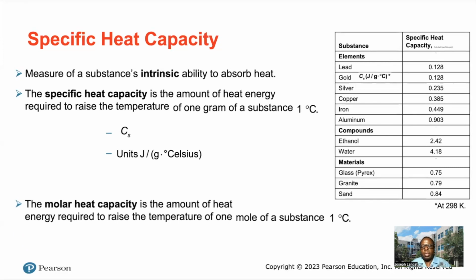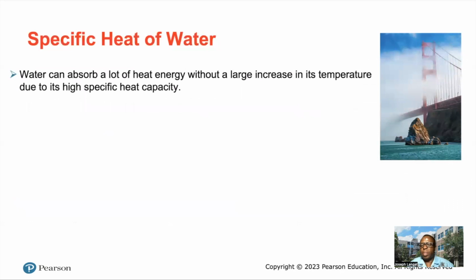Molar heat capacity is the amount of heat required to raise the temperature of 1 mole of a substance by 1 degree Celsius. You may also need to define that. I just gave you an explanation as to why it is cool in the Bay Area.